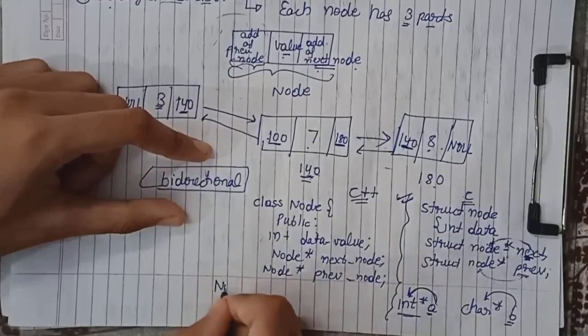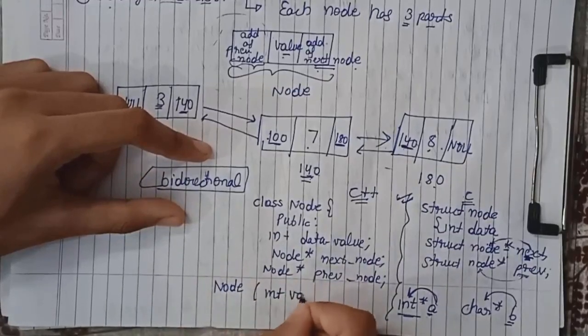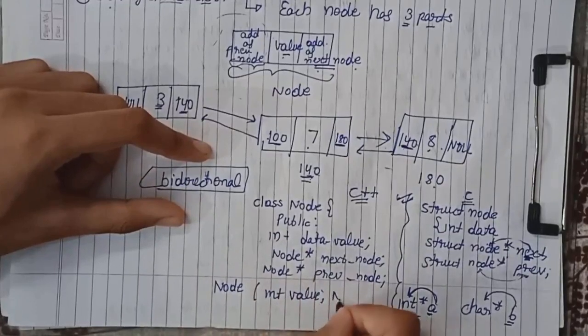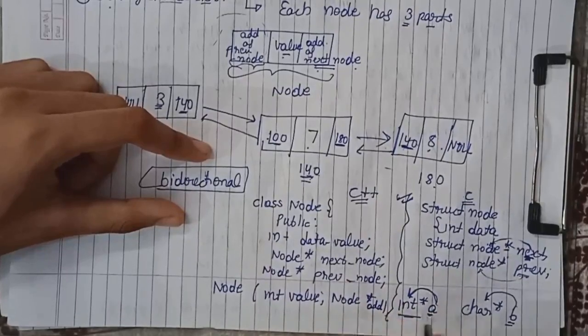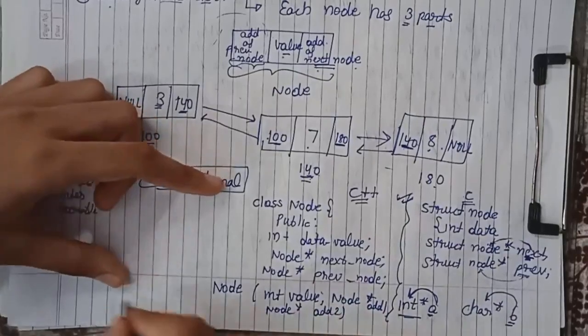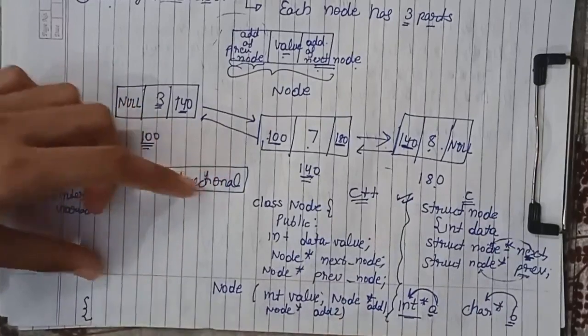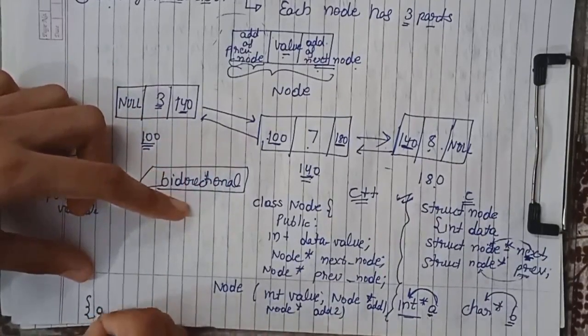Again a constructor, int value, node star address 1, node star address 2. Now again in the brackets, since there is little space, I am writing it in only one line.